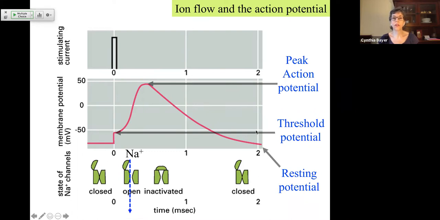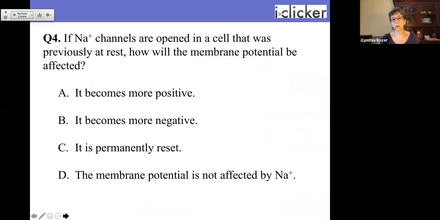So all of these changes in membrane potential, going from threshold that causes opening up to the peak, back down to resting potential, we call the action potential. That is the change in membrane potential due to changes in ions, electrical changes along the membrane.